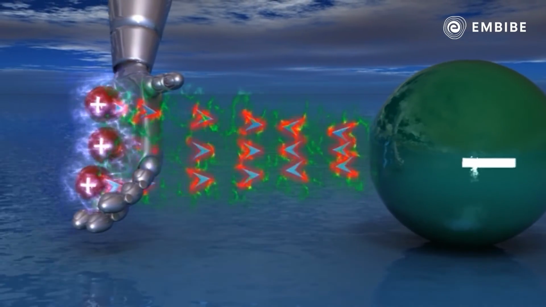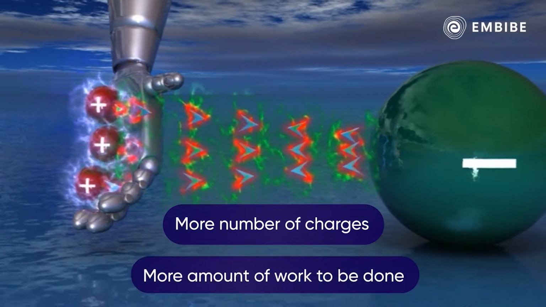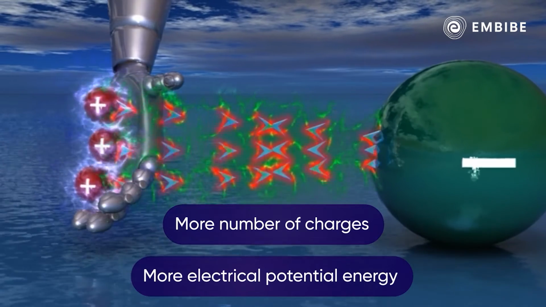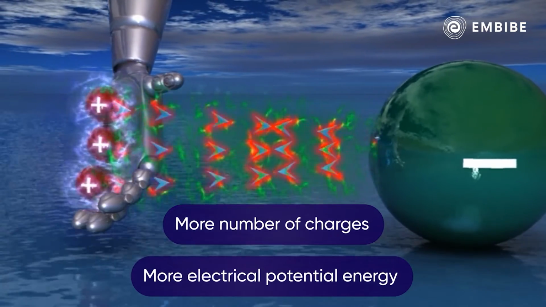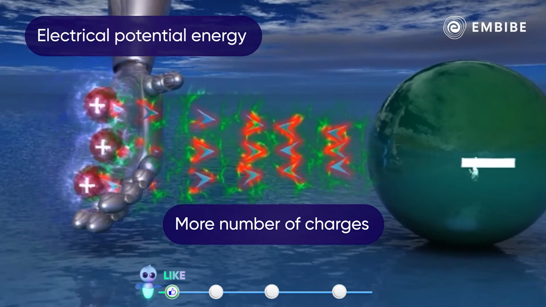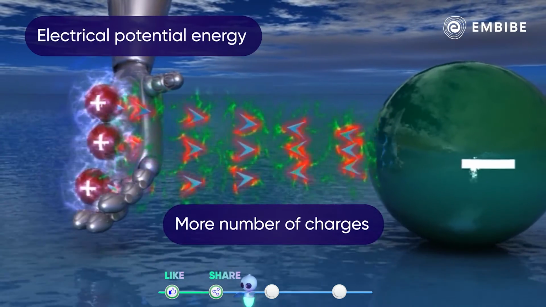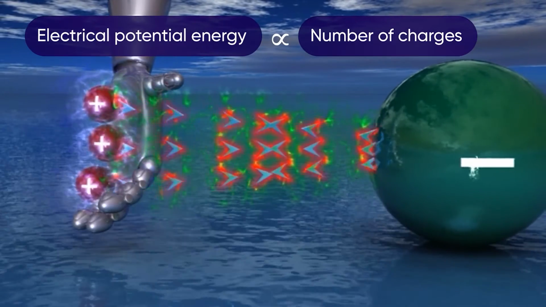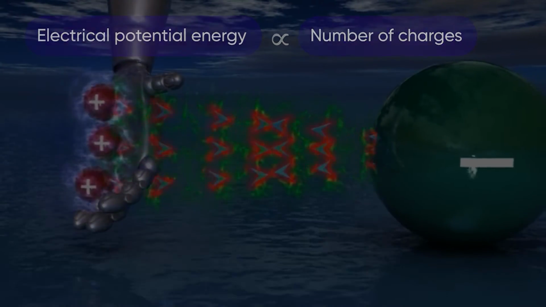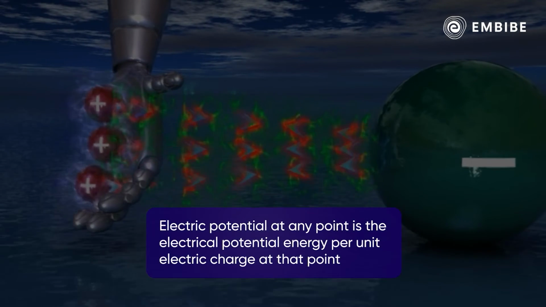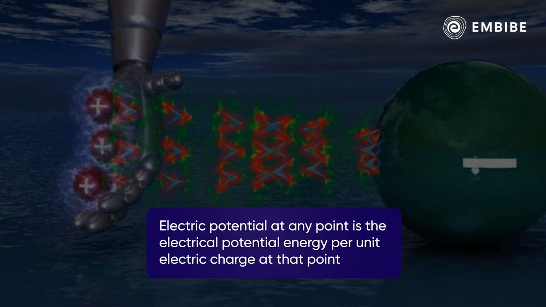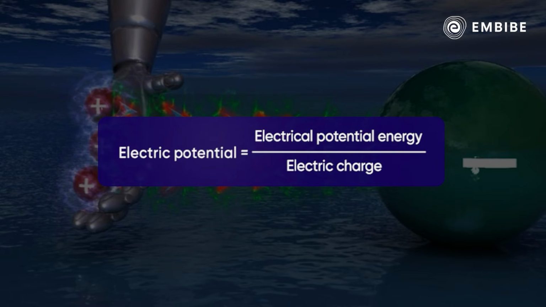Hence, in any case, more amount of charges means more amount of work to be done, which means more will be the electrical potential energy possessed by these charges. That is, electrical potential energy at any point depends upon the amount of electric charge that are moved towards or away from that point. For convenience, a new term called electric potential was introduced in electricity. Electric potential at any point is the electrical potential energy per unit electric charge at that point. Electric potential equals electrical potential energy over electric charge.